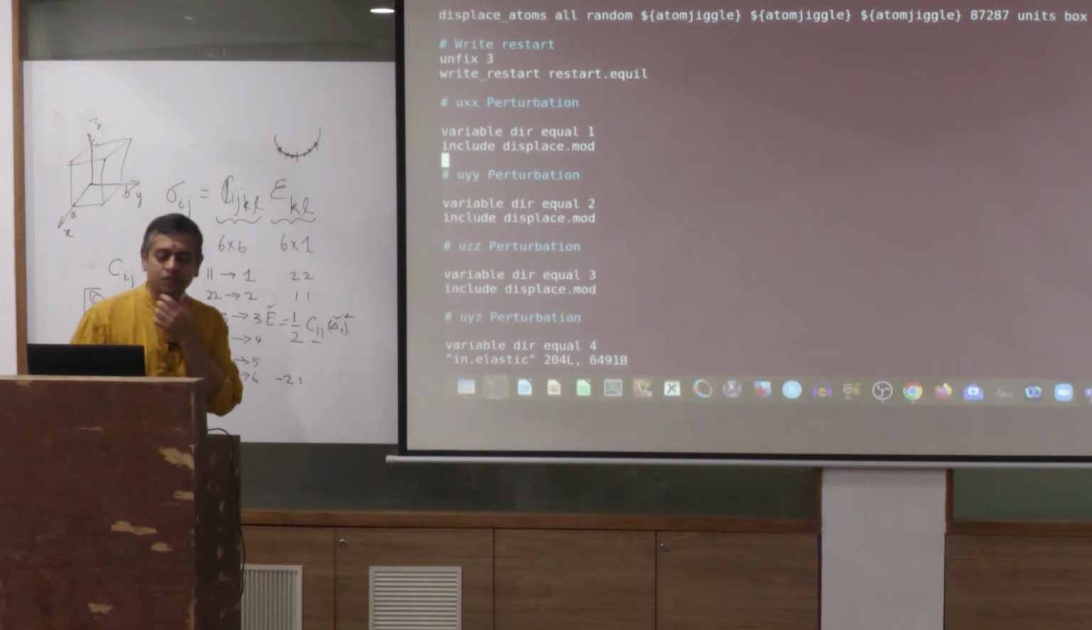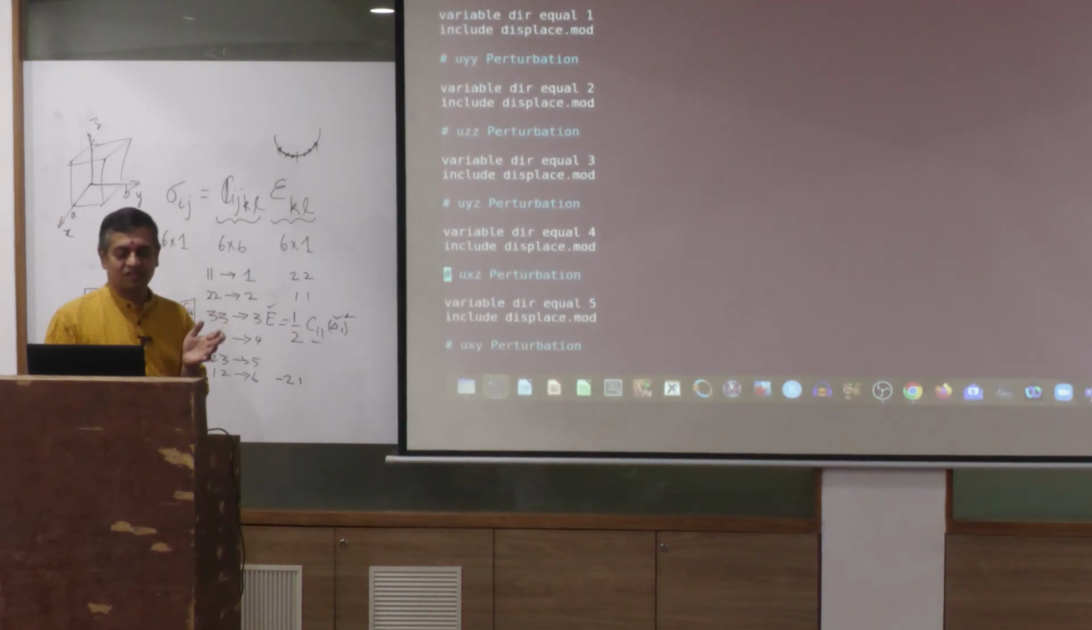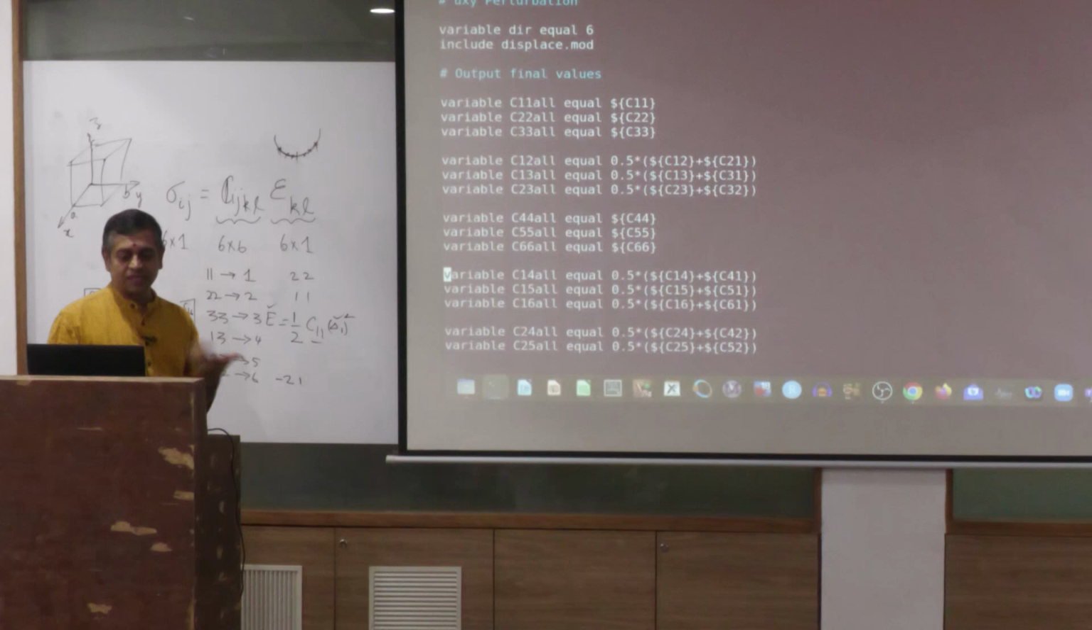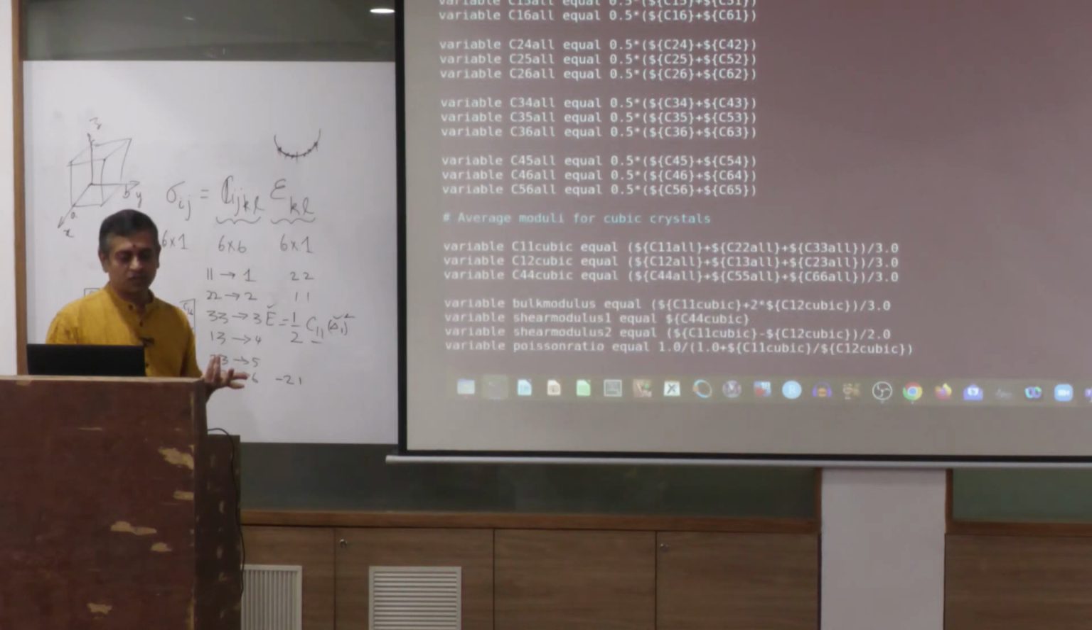So, that is basically this code. You do displacement in 1, displacement in 2 and 3, 4, 5, 6, you do and you calculate, right. That is what prints out. Okay.